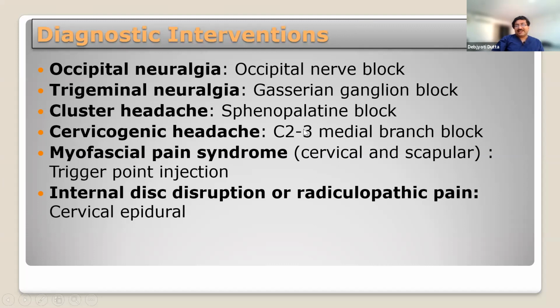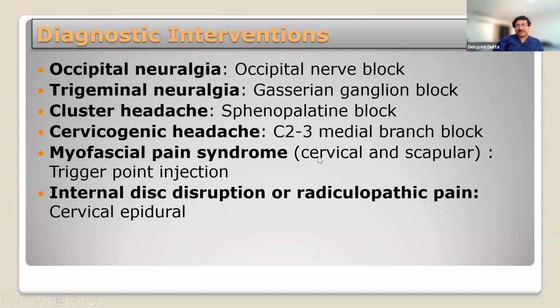So for cervicogenic headache, there may be a condition where we do the C2 C3 medial branch block, because it ultimately goes to the head in the form of the third occipital nerve. If there is third occipital neuralgia, that can give rise to cervicogenic headache. In those cases, we go for the C2 C3 medial branch block to find out where the headache is coming from. Next is cervical and scapular myofascial pain syndrome.